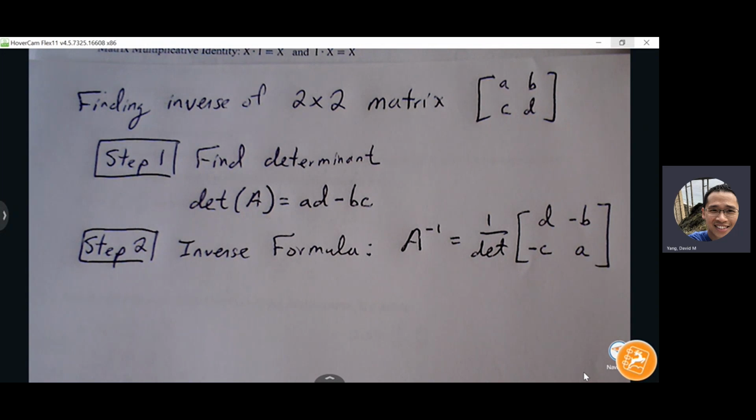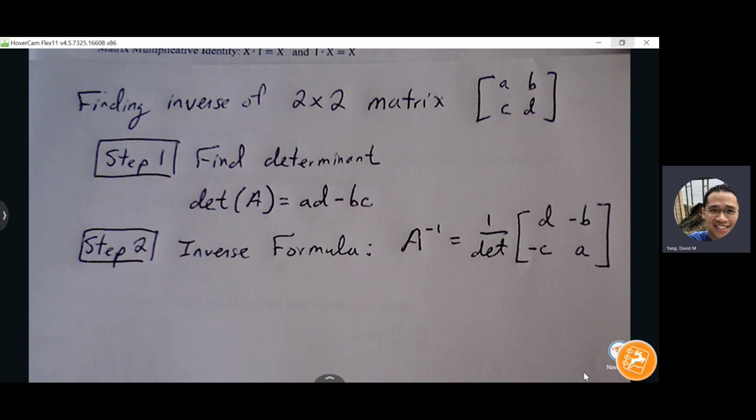To indicate that we're talking about the inverse of matrix A or matrix B or matrix C, we do an uppercase of that letter, and then we do that -1. That -1 doesn't mean we raise it to a power. That's just the notation for inverse. Okay. So we take that determinant, we put it outside our 2x2 matrix, and we say 1 over the determinant. So if the determinant is 2, we do 1 over 2. If the determinant is 5, we do 1 over 5.